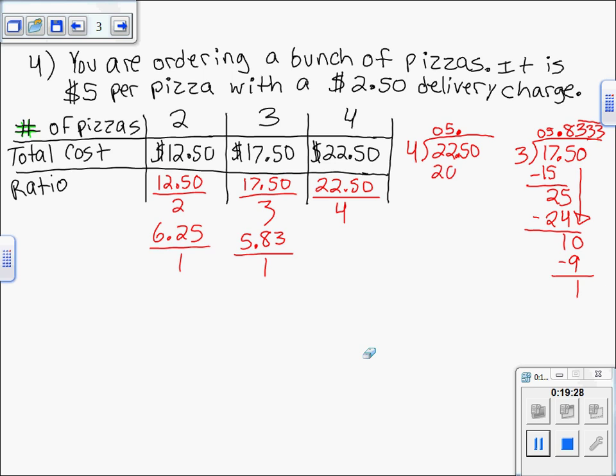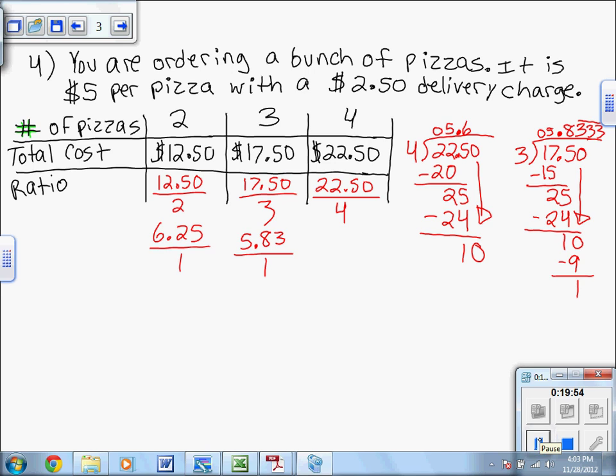4 goes into 2 0 times. 4 goes into 22 5 times. 5 times 4 puts us at 20. Being good at your times tables can kind of help when you're doing long division. Subtract those, we get a 2. Bring down that 5, so we have 25 now. 4 goes into 25 6 times. 6 times 4 is 24. Now we subtract again to get our remainder. We get a remainder of 1. Bring down the 0.